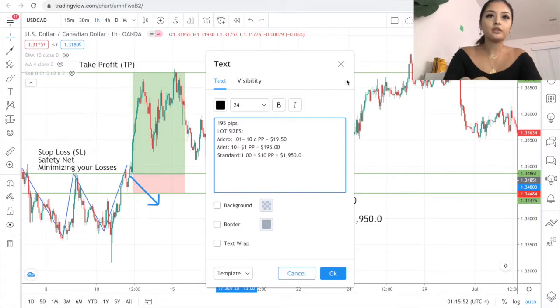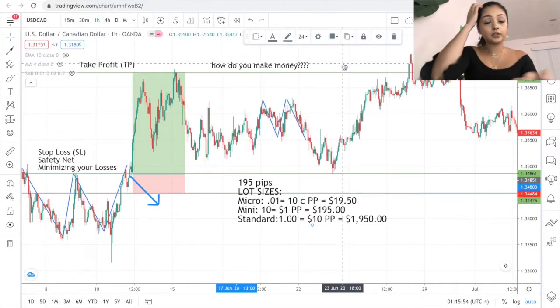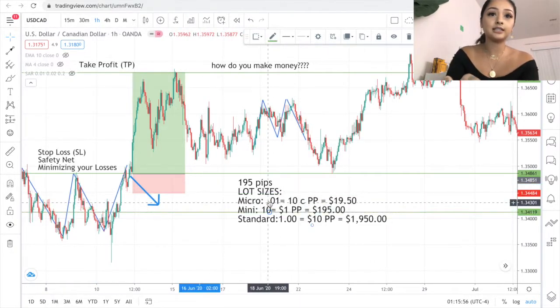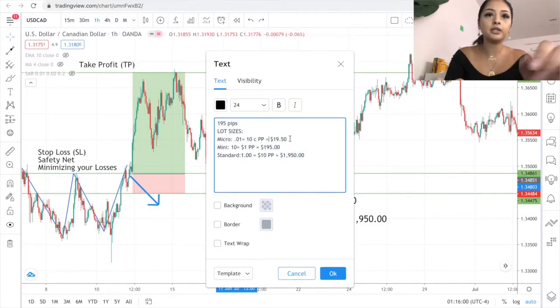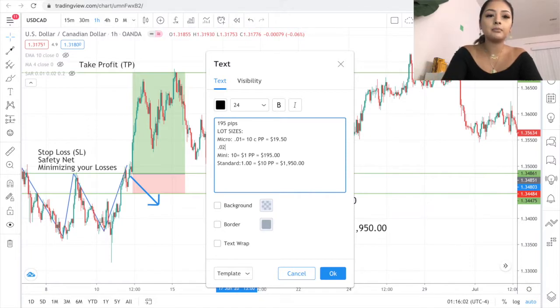So back to the basics, guys. That's how much money you can make off those lot sizes, and it doesn't have to be 0.01. A micro lot size can be 0.02, it could be 0.03. As long as it has a 0 behind the decimal and then another number, it's a micro lot size. So instead of 10 cents, 0.02 would be 20 cents per point. A 0.03 would be 30 cents per point.